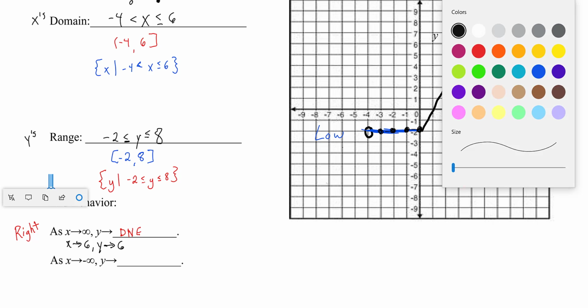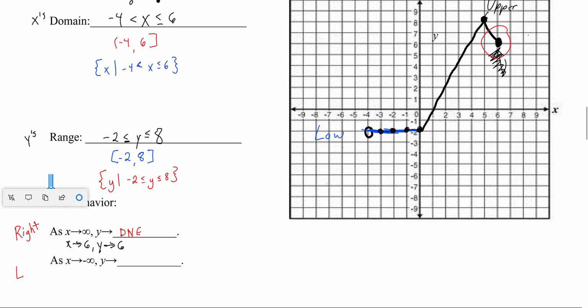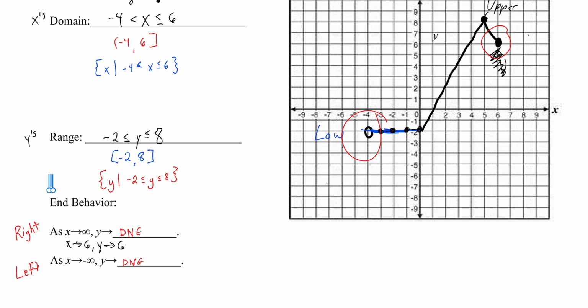And then same thing for the left-hand behavior. We don't really have a left end. We just have a left dot. We just don't, it's not approaching negative infinity. So this part, I'm going to put DNE for does not exist. But then more accurately, I'm going to write as x approaches that leftmost x coordinate, which looks to be -4, y is approaching, looks like -2. And there's our answer.